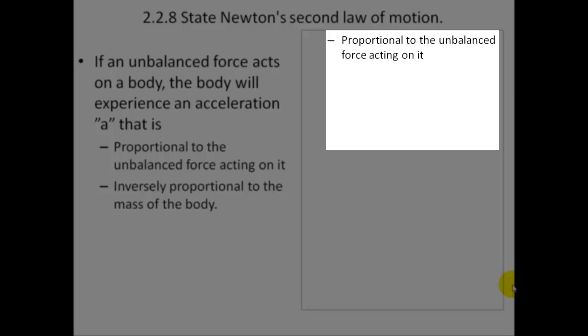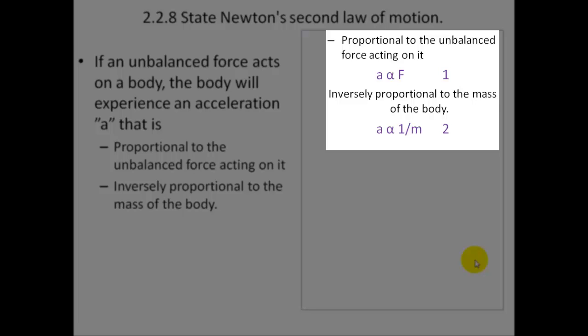The first point is proportional to the unbalanced force. a is proportional to F, which means that if you have a larger force, you will get a larger acceleration. You double the force, you double the acceleration. Proportionality. The second point is it's inversely proportional to the mass of the body. So there's an inverse relationship here. If you have an object which is more massive, it's going to be harder to get it to accelerate with the same force.